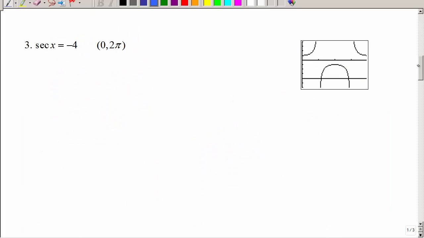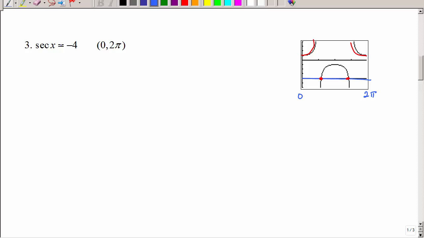Secant. Right, so again, this is a graph from between 0 and 2 pi of the secant of x, and y equals to -4, which is this horizontal line. And you can see that the graphs intersect at 2 points.